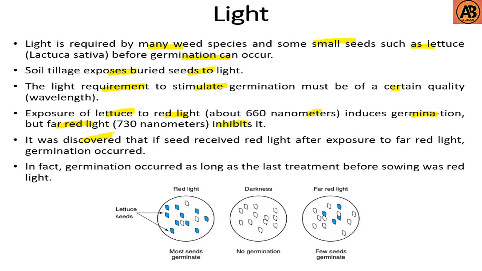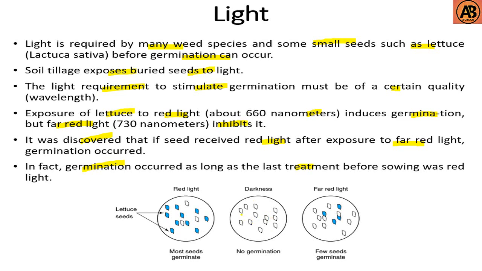It was discovered that if seed received red light after exposure to far red light, germination occurred. In fact, germination occurred as long as the last treatment before sowing was red light. Here we can see that in presence of red light germination occurs, and in absence of red light no germination.